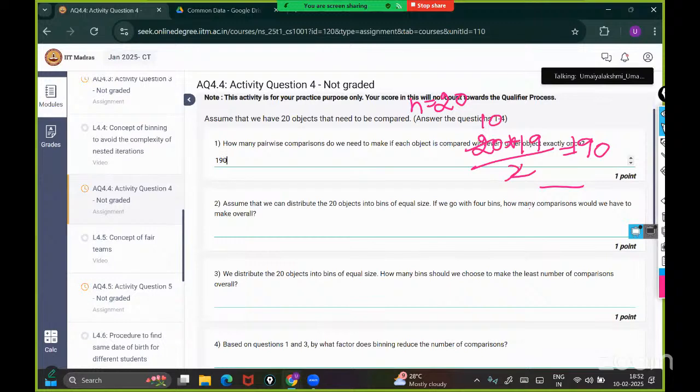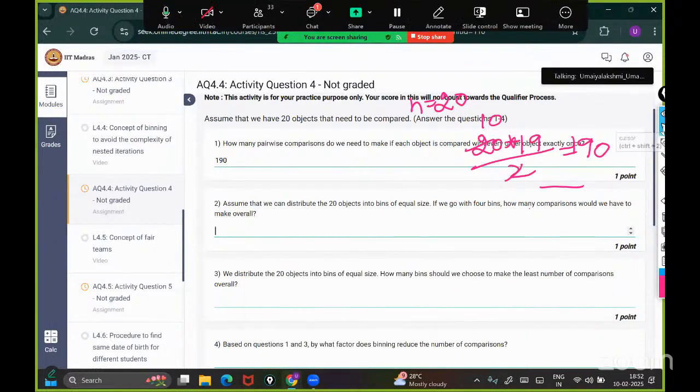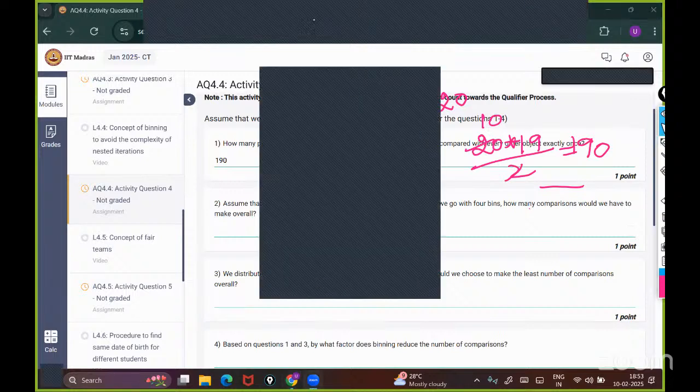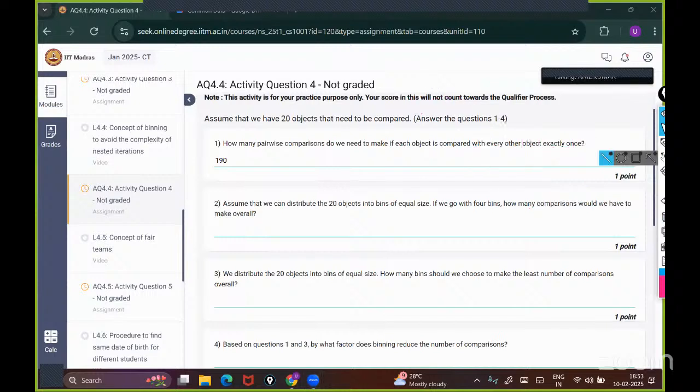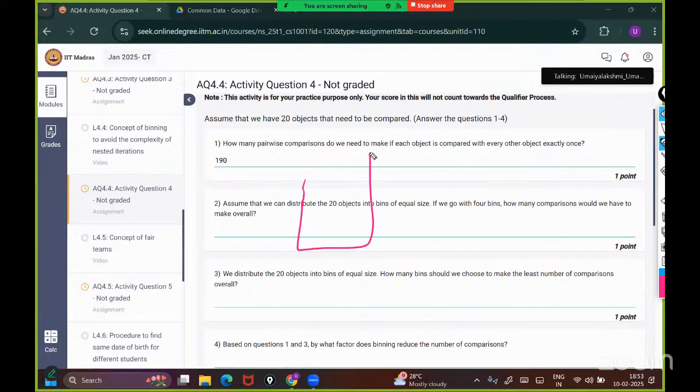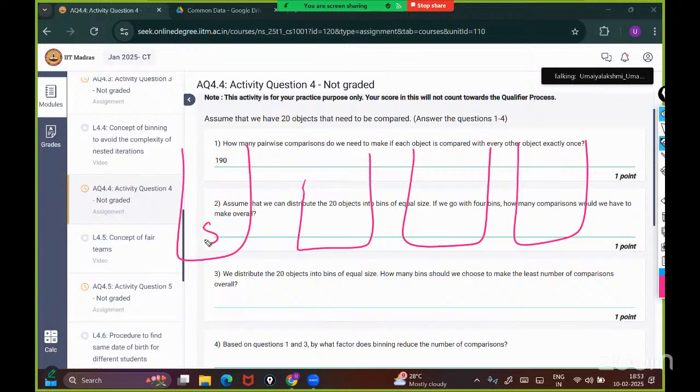Okay, so here assume that we can distribute the 20 objects into equal size bins, which means we are going to do the binning part here. Ma'am, that question, half into n by k minus 1, that formula will be used? Yes, but before that we have to use this binning as well. So how many bins are we going to use here? 4 bins, ma'am. Yes, so I'm trying to create 4 bins. So each bin contains how many elements? 5 elements each.